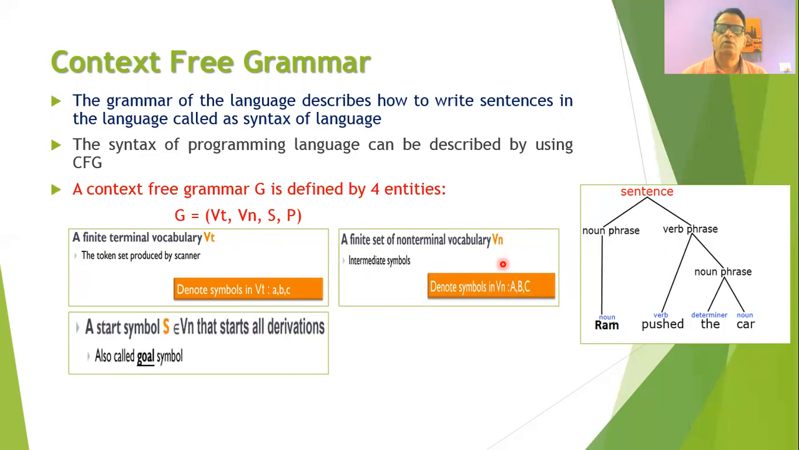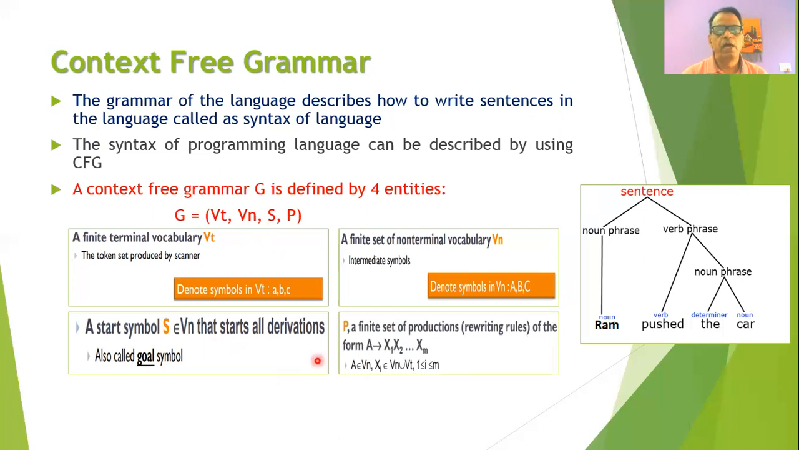Out of the non-terminal symbols, one symbol of the grammar is the start symbol. And this start symbol is also called the goal symbol of the grammar. Every grammar will have a set of productions. It is a finite set of productions. Productions are nothing but the rewriting rules of the grammar. And every production is of the form A is defined as x1, x2, dot, dot, dot, xn, where A is a non-terminal symbol, and x1, x2, xn can be either terminal symbols or non-terminal symbols.